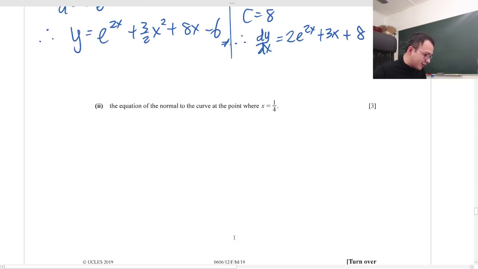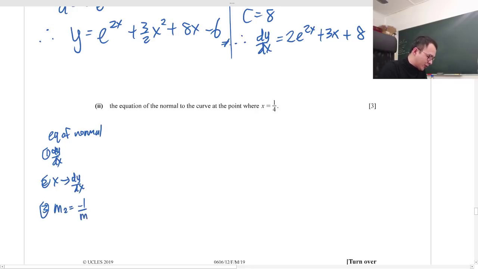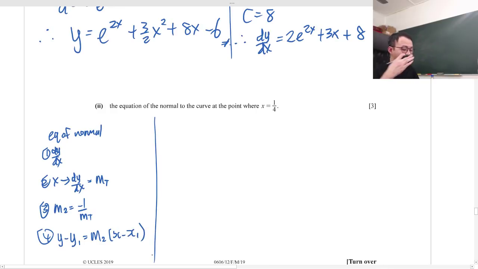Alright, the second part, the equation of the normal to the curve. So I said many times how to get the equation of normal. You basically just follow these steps. Step 1, do dy/dx. Step 2, sub x value into the dy/dx. Step 3, find the m2 equals to negative 1 over m1. This one basically gradient of tangent, which you already will get in step 2. Okay, step 4, you form the equation. Gradient of normal, okay, y minus y1 equals m(x minus x1). So you just follow these 4 steps and then you can easily get the equation of normal.